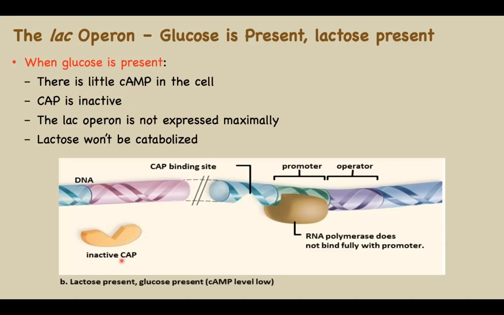Tak ada. So, the inactive CAP does not bind to the CAP binding site. So, bila dia tak bind, this RNA polymerase does not bind fully. Kalau you tengok, dia bind separuh je. Okay? The RNA polymerase does not bind fully with the promoter. So, the structural genes won't be transcribed and the lactose won't be catabolized. Okay? So, that is when glucose is present.